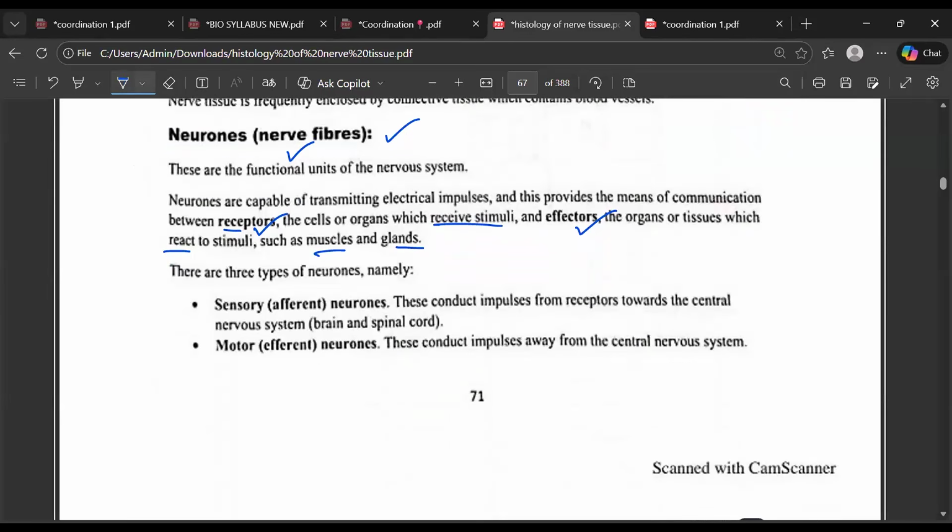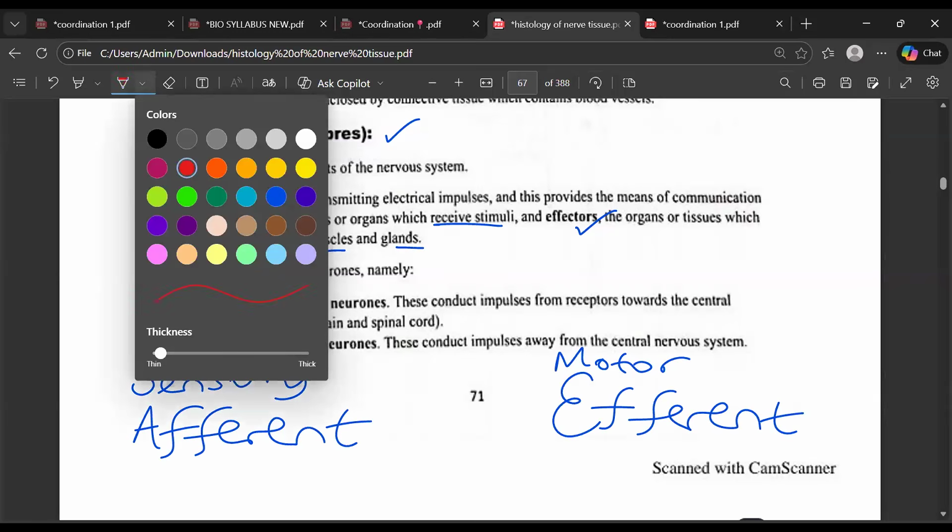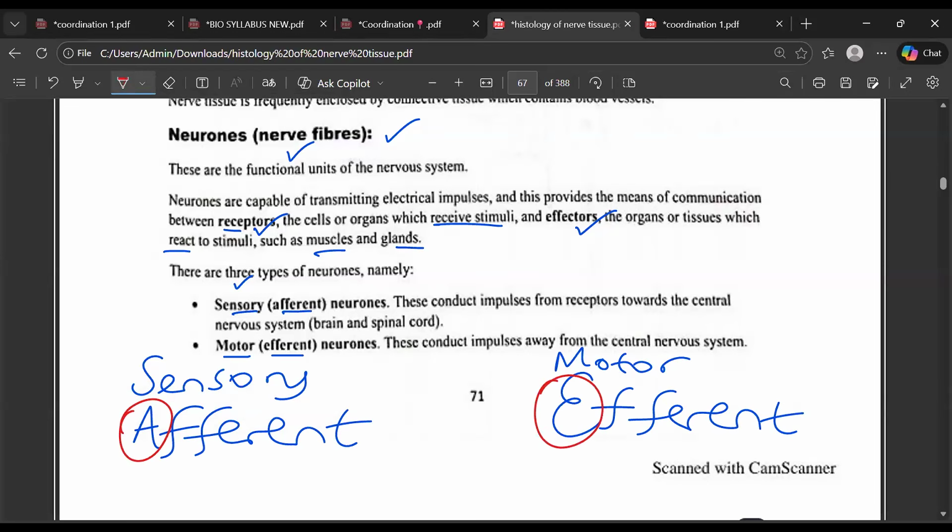Yeah. So there are three types, the sensory ones or afferent. So this is something new. But for me, I just used to get them in alphabetical order, like A comes first, then E next. Just like the sensory ones come first, then the motor. Afferent. Efferent motor, then afferent sensory. Yeah, sensory first, then motor. Then about A and E, A comes first, then E next in the alphabetical order. So it's like that.